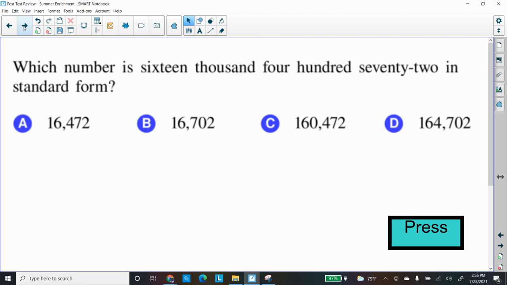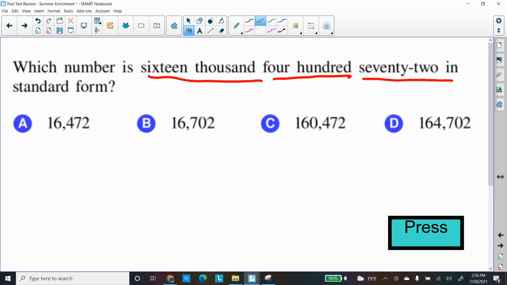All right, so let's get going. Here's our first question. Which number is 16,472 in standard form? Standard form is what they're talking about, which is just a regular way we would write a number.